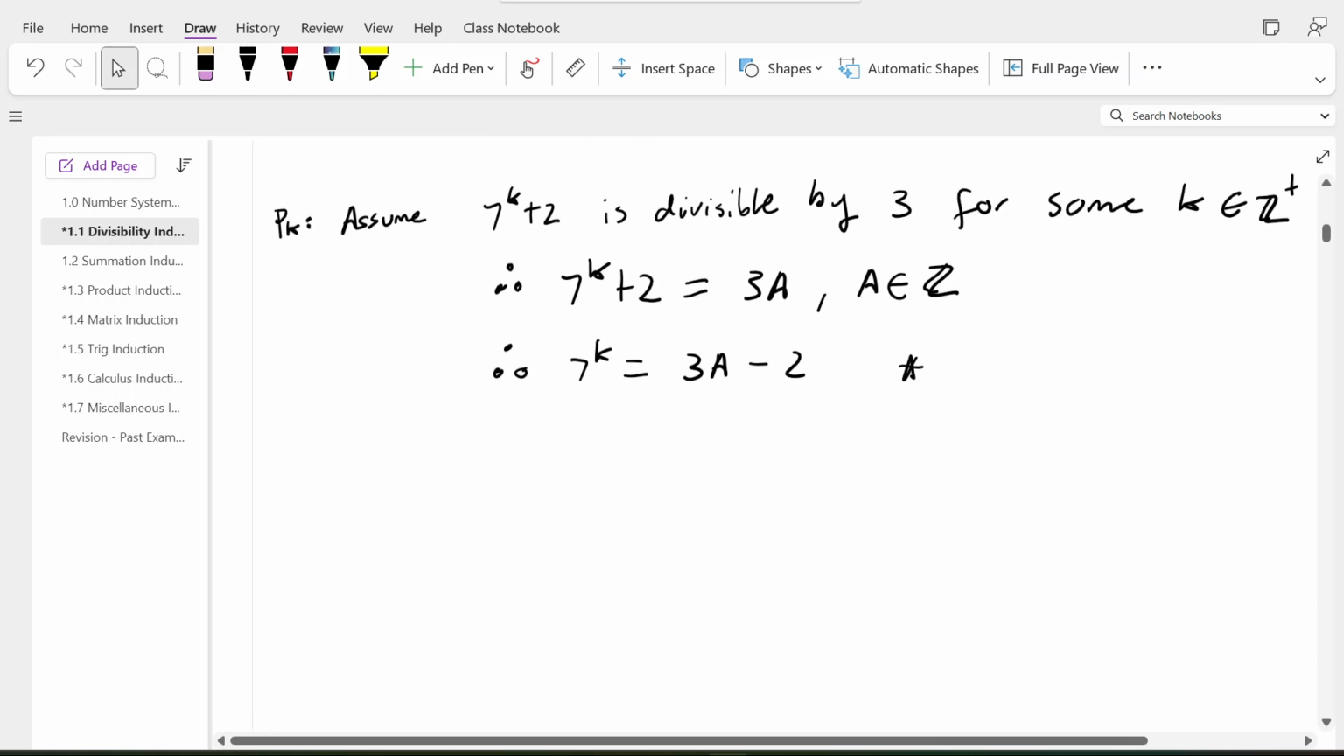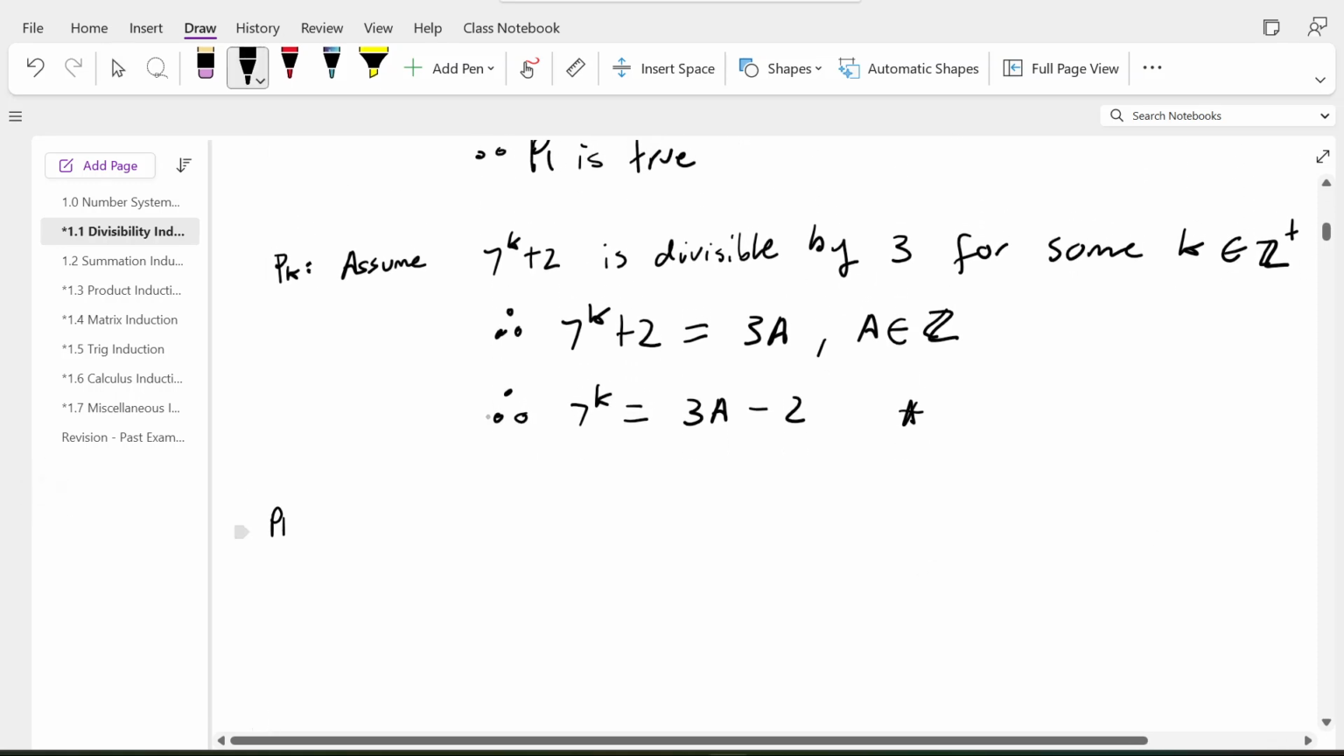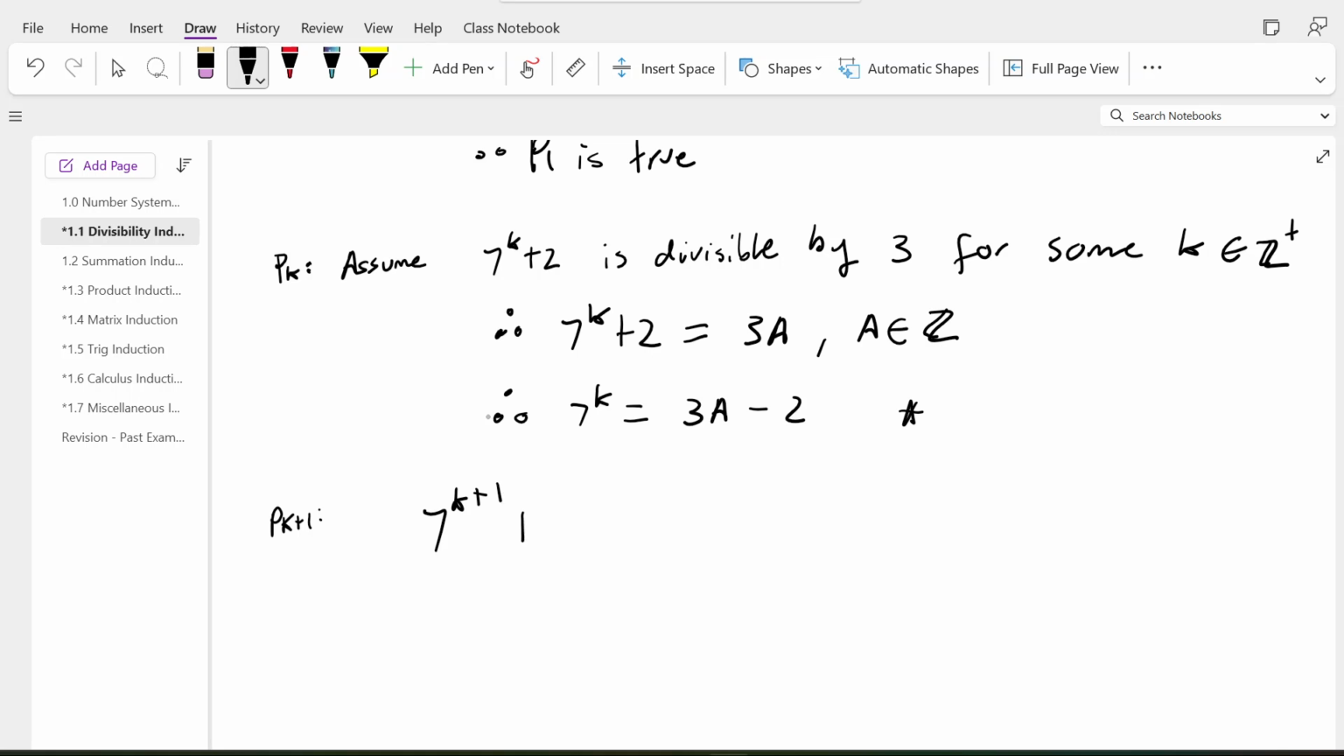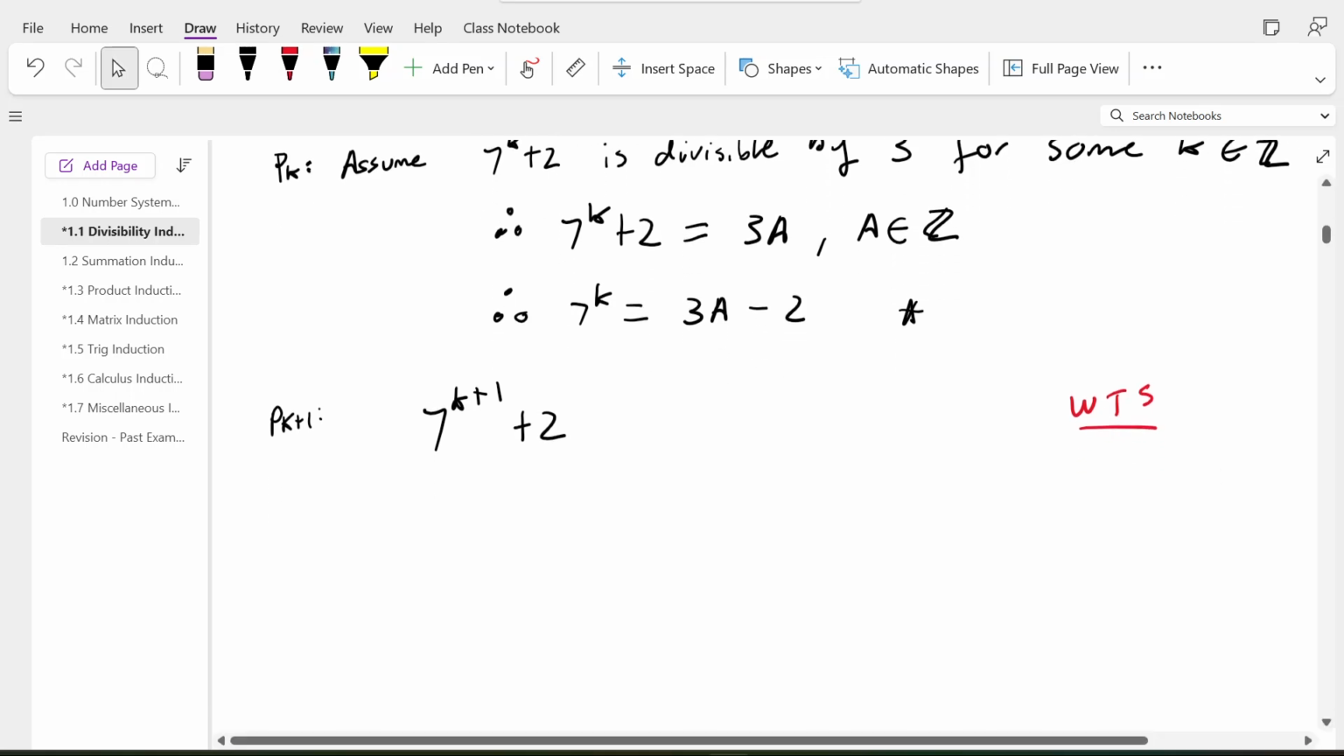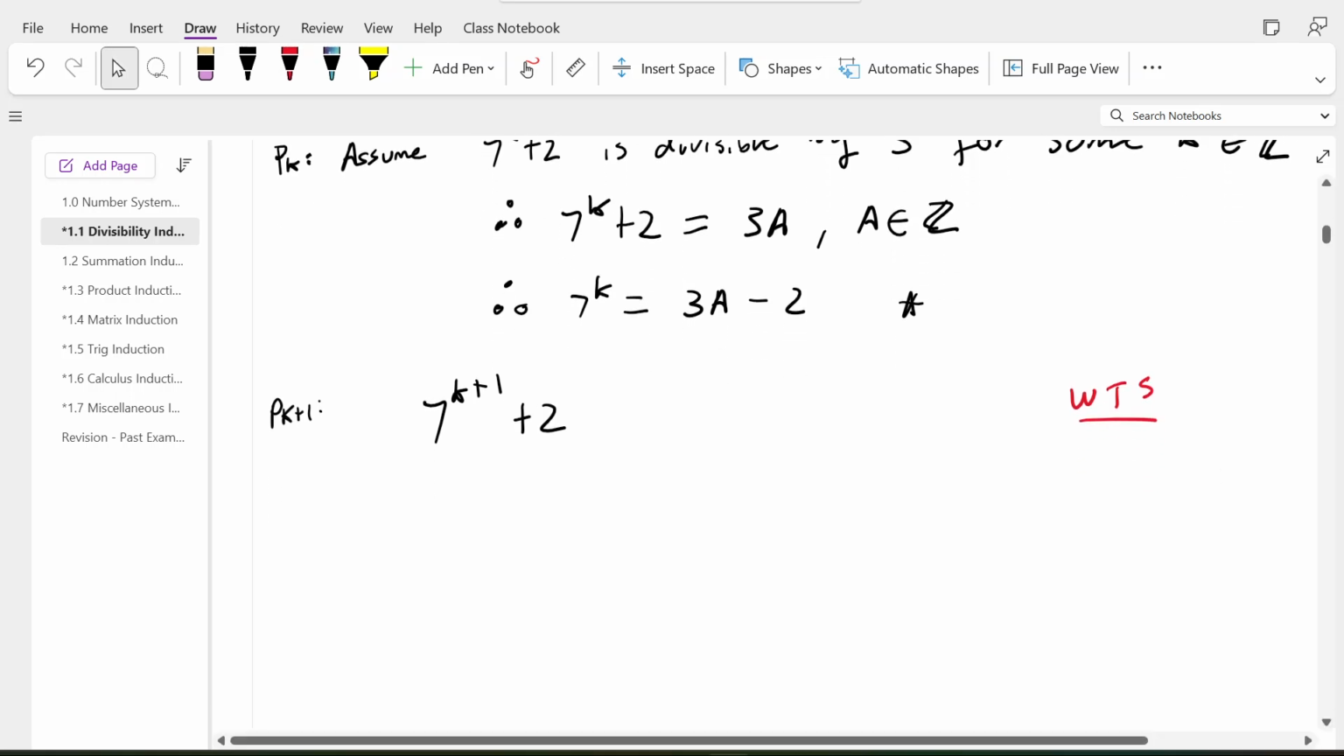Okay, so now we're going to do the Pk plus 1 step. So we're going to be looking at 7 to the k plus 1 plus 2. Now, I'll often in induction do something called a want to show. What are we trying to prove here? And then we'd like to show that this thing is divisible by 3. So I'll just make a little note of that off to the side here.